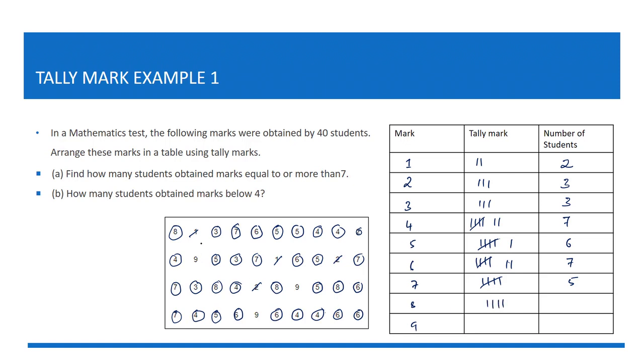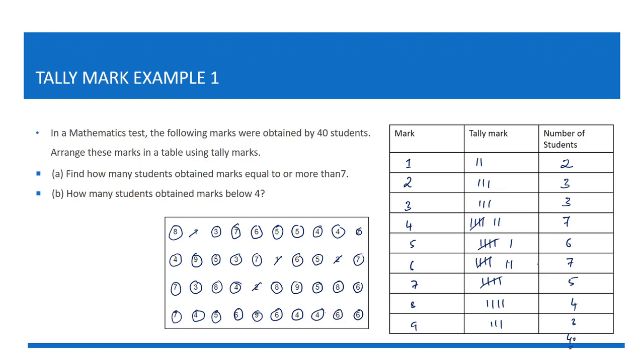So now 9 marks. How many students got 9 marks here? 1, then 2, then 3. So the total number of students should come to 40. Let us check this. 3 plus 2, 5, 8, 15, 15 plus 6, 21, 28, 28 plus 5, 33, 33 plus 7, 40. So there are 40 students.